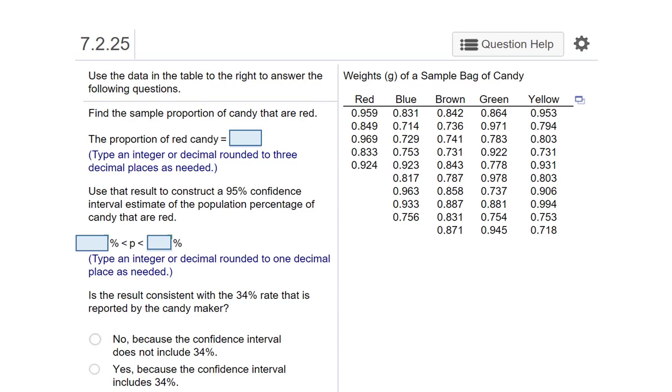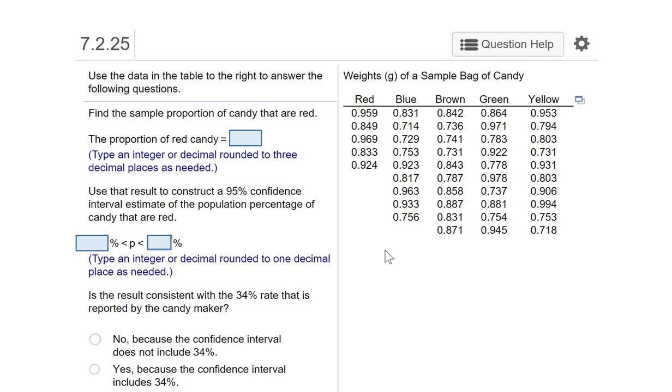Okay, for this one it says, use the data in the table to the right to answer the following questions. We have a table that has the weights of a sample of bags of candy. We've got colors of candy. We have red with a certain number of weights. We have blue with a bunch of weights, brown, green, and yellow. And it reads, find the sample proportion of candy that are red.